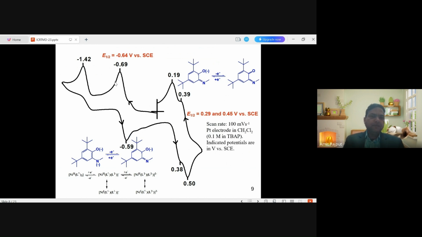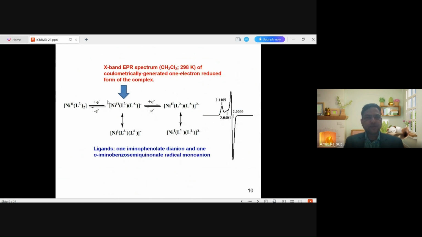So can we isolate this species? What the authors did was apply a more negative potential here and they could see the solution and the EPR behavior. They found this EPR. But what does it mean?